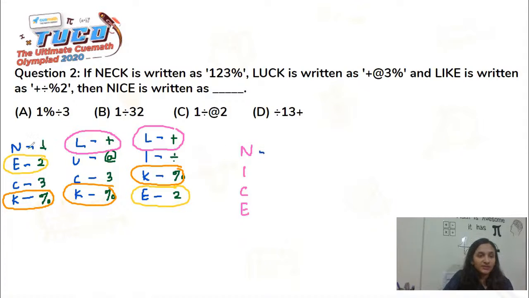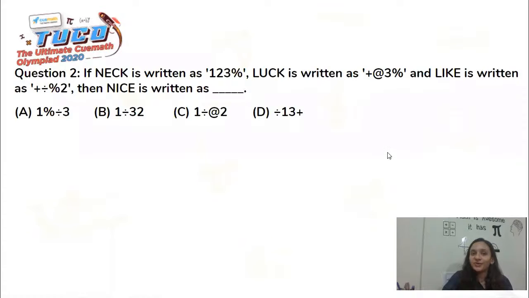N, if we see from the first word, has been coded as 1. I from the third word, like this one, has been coded as division. C in both of these words here has been coded as 3, and E has been coded as 2. So the code for nice can be written as 1 ÷ 3 2, which is the same as option B, and that is the correct answer to our question.